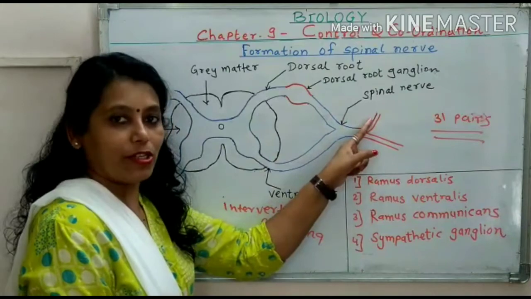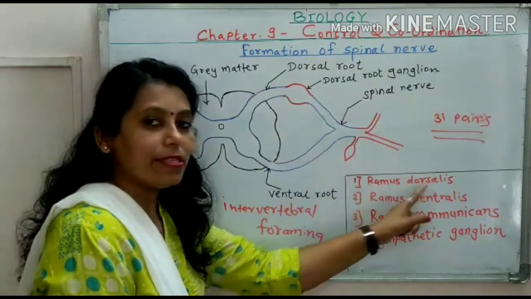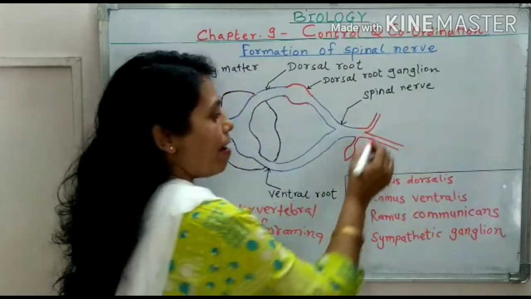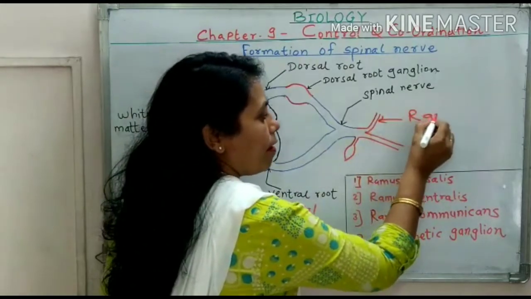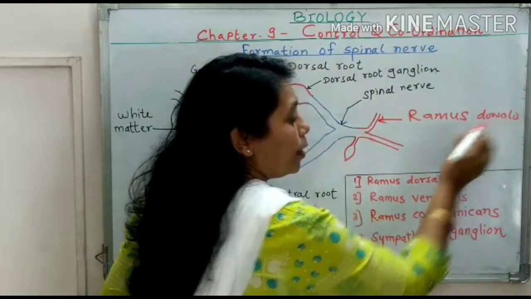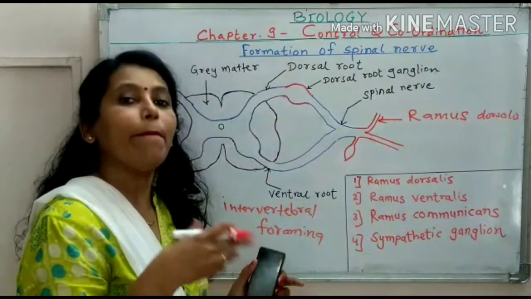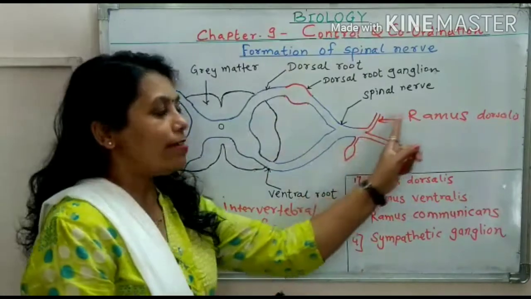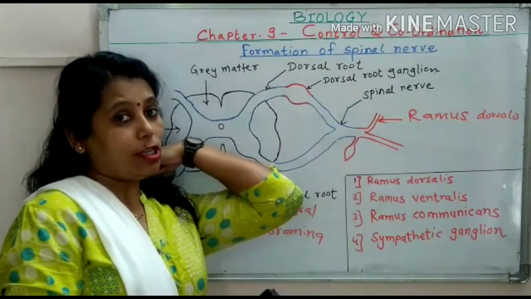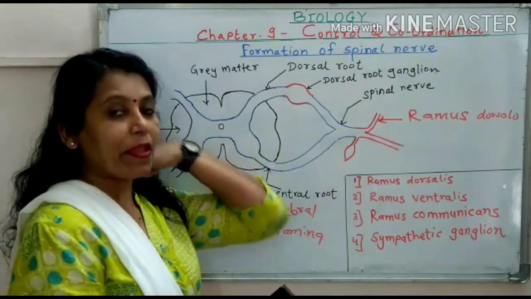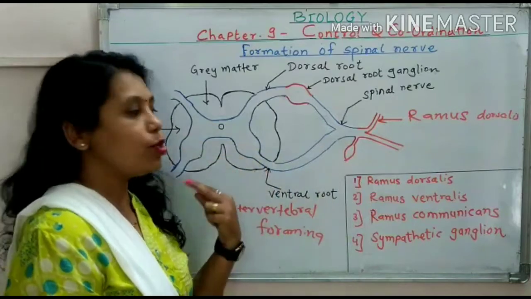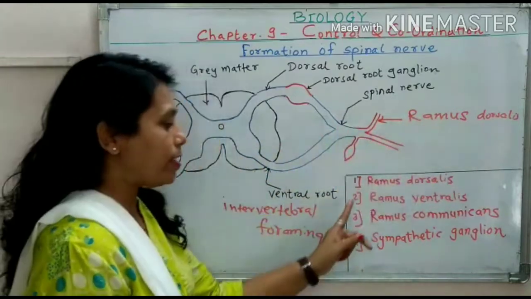This first branch is called Ramus Dorsalis. Now, why has the name Ramus been given? Ramus means branch. Why is it called Ramus Dorsalis? The branch which is going to the dorsal side. This is our dorsal side, and it innervates the dorsal body parts. So, it is called Ramus Dorsalis.